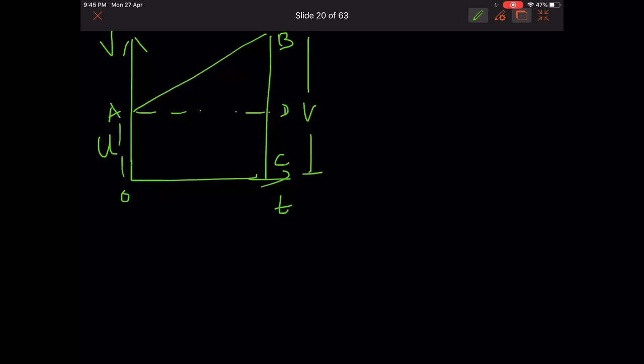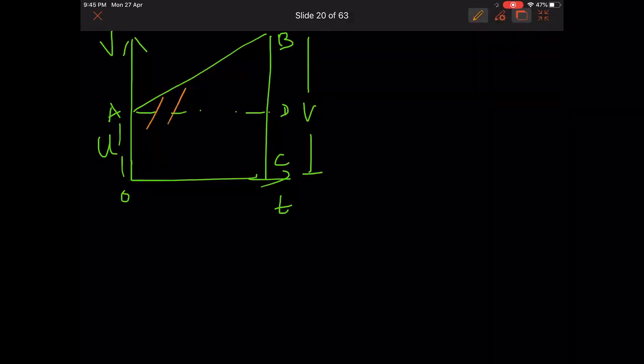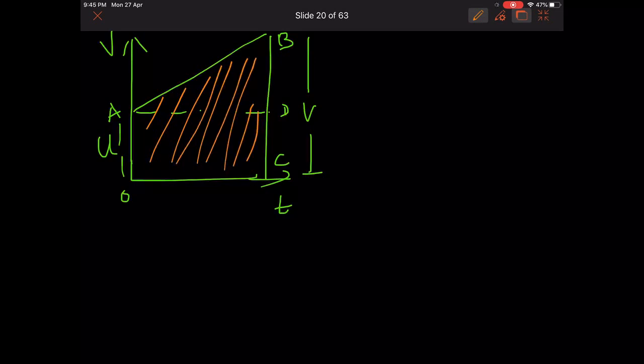Now in the third equation of motion also we have to calculate the area. But this time the area is going to be the area of the entire trapezium. So this is the area. This time we are not going to divide the area into triangle and rectangle, but we are going to only calculate the total area of trapezium. So again we are going to write the area here. So what is the area of trapezium?